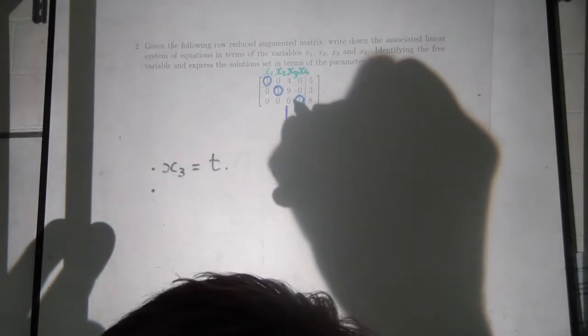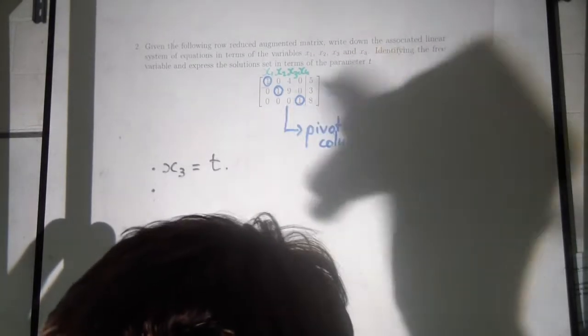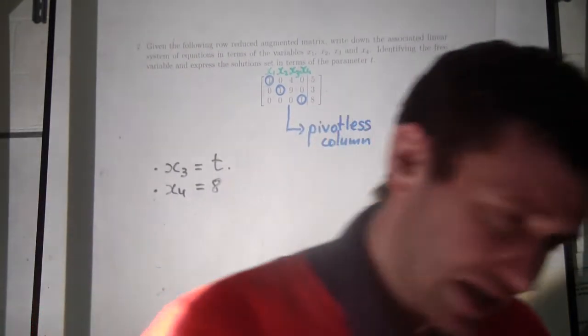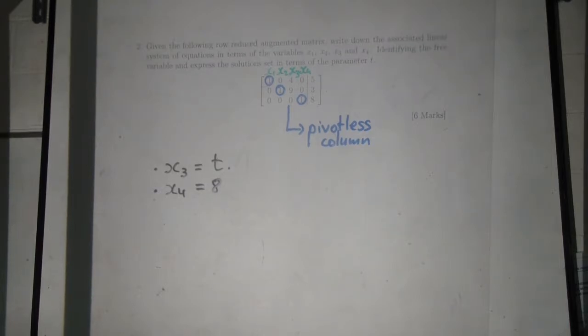Well, if you look at it, 0x1, 0x2, that's all zeros. So it's just 1x4, in other words, x4 has to equal 8. And that really shows that x4 cannot be a parameter because it has to equal 8. It can't be whatever it wants.